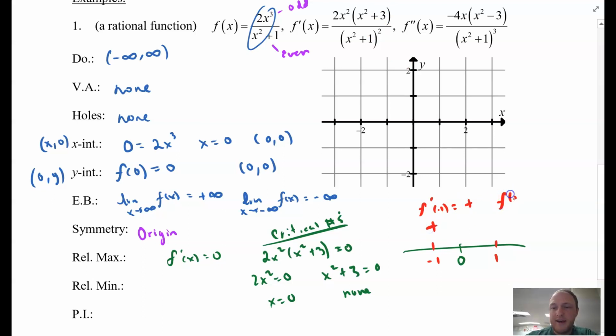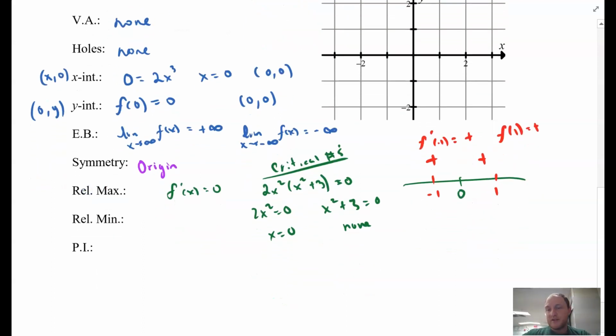Then I want to check f prime of 1, and when I plug this in, we have a lot of squares here, right? That keeps everything positive, so I have a positive outcome. Okay, so positive, positive. Well, what that means is that this is strictly monotonic. I'm never changing from increasing to decreasing. Well, what does that mean? Well, that means that we don't have any maxes and we don't have any mins.